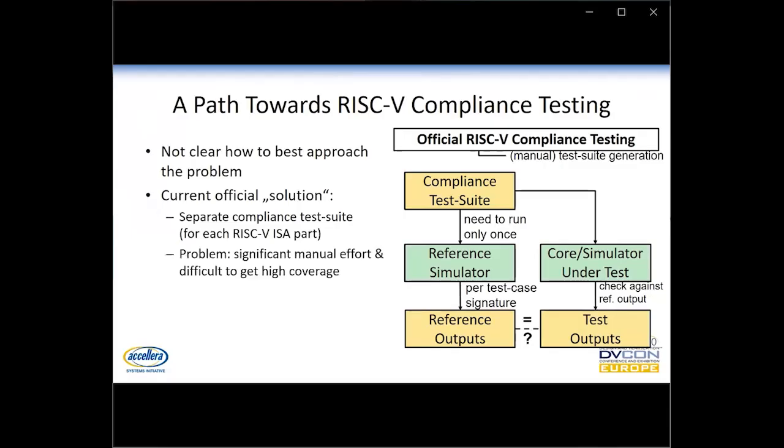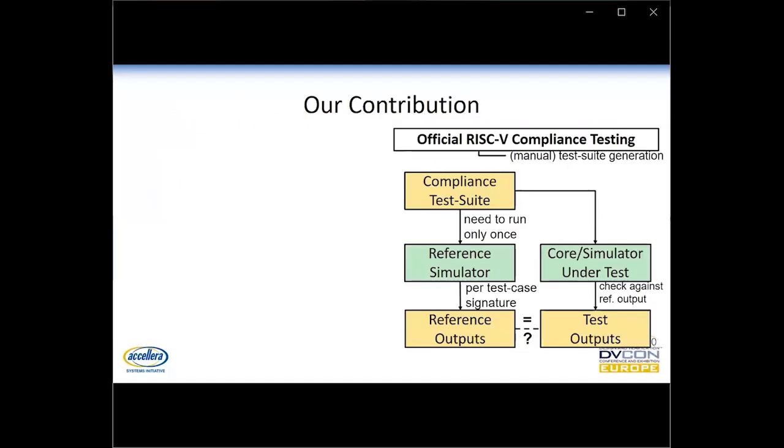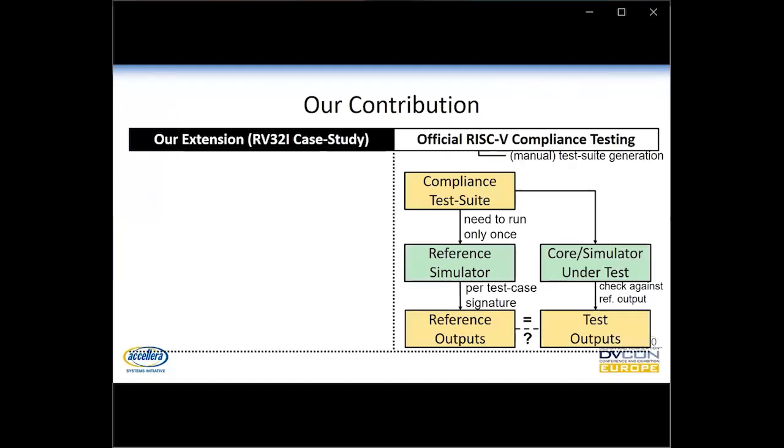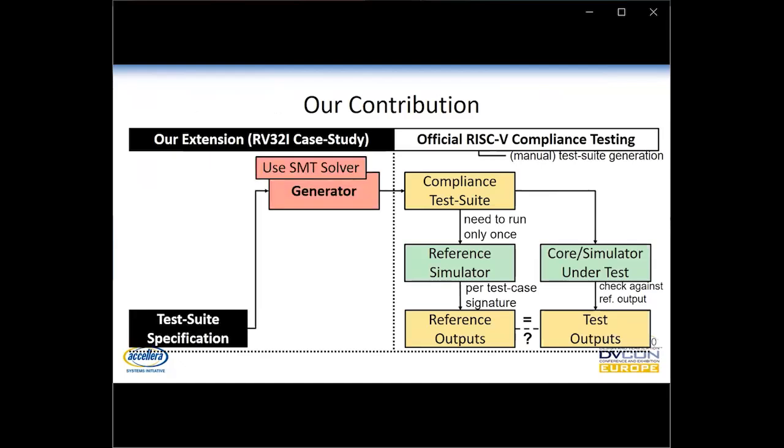So obviously the problem here is that it's a significant manual effort to create all these tests, and it's very difficult to get high coverage. So what is our contribution? We will show this later for RV32I in a case study. We have a very clever and nice means to specify the test suite, and then we use formal techniques, in our case an SMT solver, as underlying engine for a generator.